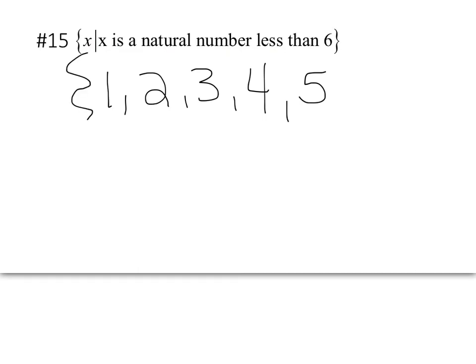Oh, that was terrible. All right, let's try that again. There we go. The set of numbers 1, 2, 3, 4, and 5. And that is the set of natural numbers less than 6.